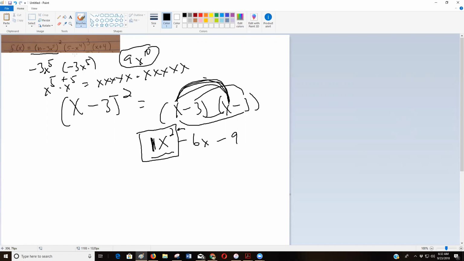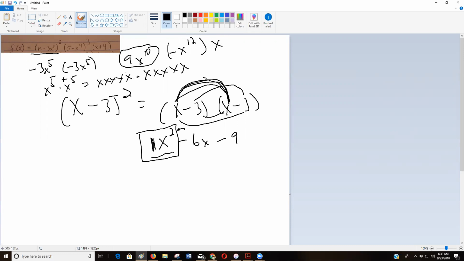Now for the next one, we can do the same thing. Negative x to the fourth, cubed, will be negative x to the 12th. And then the x plus 4, that's just the first power, so that's just the x. So notice we are interested in the 10, the 5, or the 4. We care about those because we're looking for that leading term.